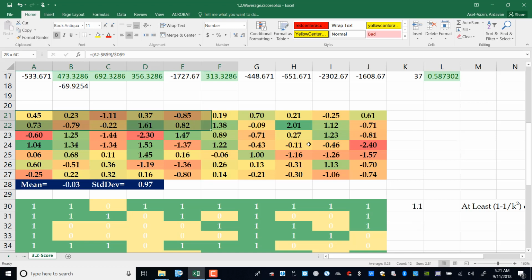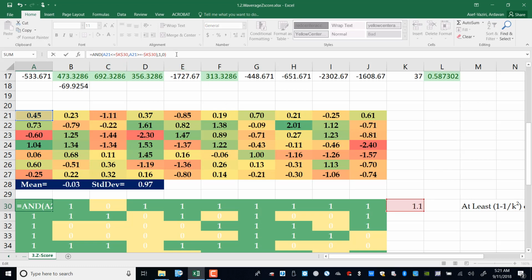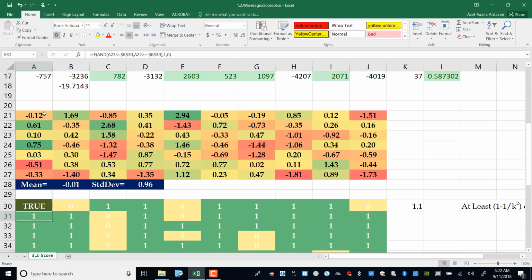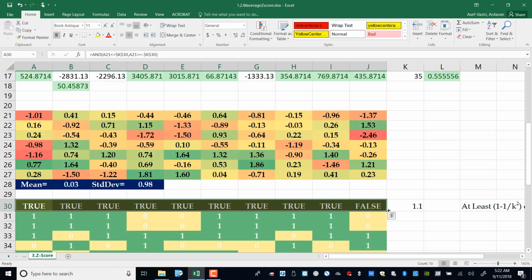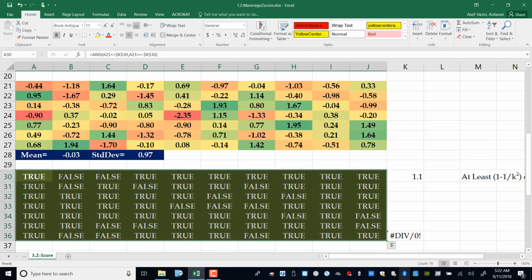Now we want to know how many of these numbers are within 1.1 standard deviations to the left or 1.1 standard deviations to the right. So I go here, I use this function, and what you see here is less than or equal to this one. So it's less than or equal to 1.1, and it is greater than or equal to minus this one. So it is true. This one is between negative 1.1 standard deviation and positive 1.1 standard deviation. If I copy it to the right and to the bottom, some of these numbers are within that range, negative 1.1 and positive 1.1 standard deviation, and some of them are out of that.